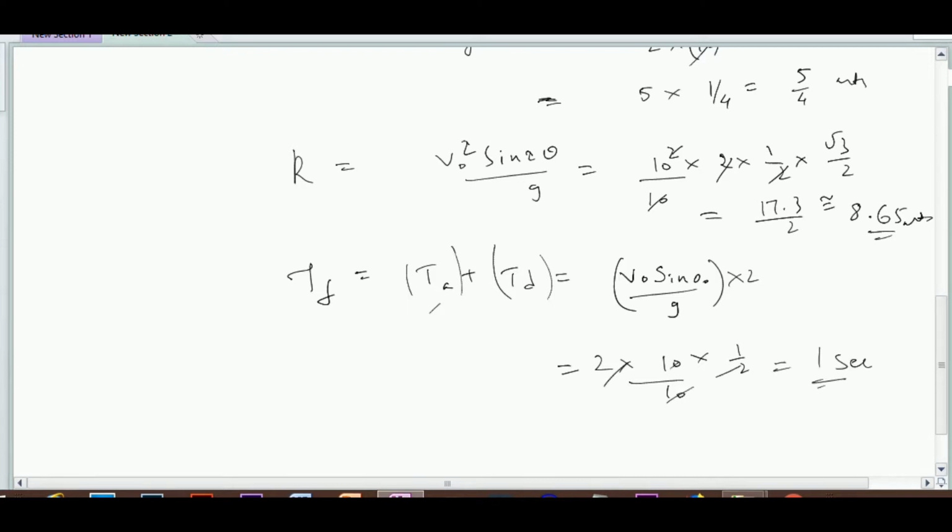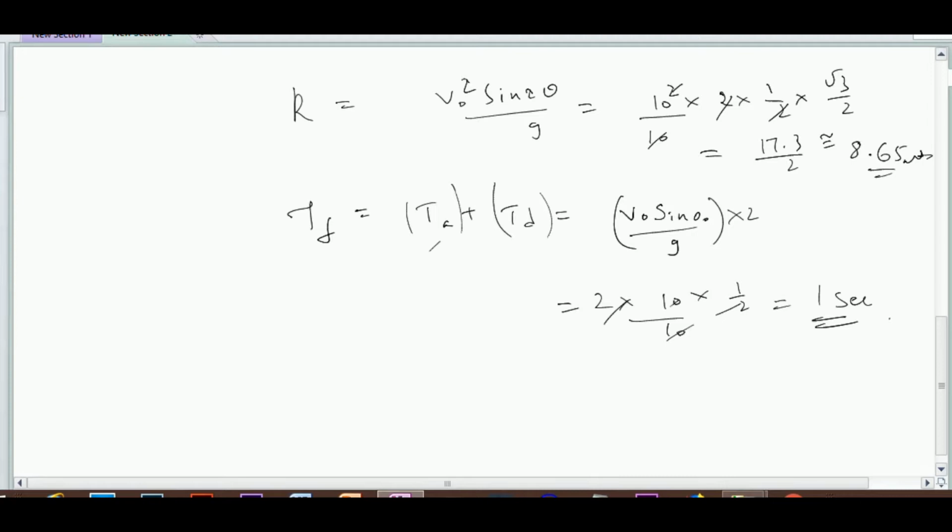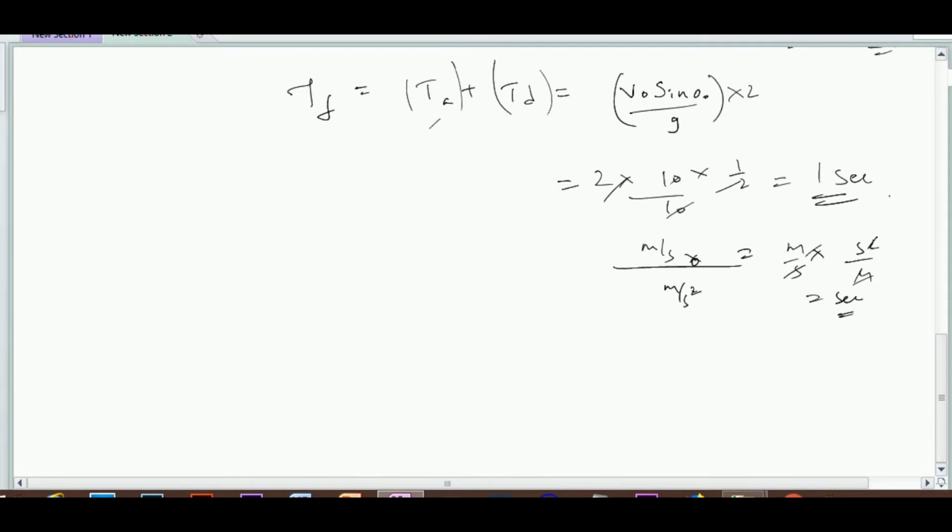How do we get the time units here? Simply put meter per second for velocity and meter per second square for the acceleration. So you get meter per second into second square by meter, everything cancels, and finally you will get seconds. I hope you understand this problem.